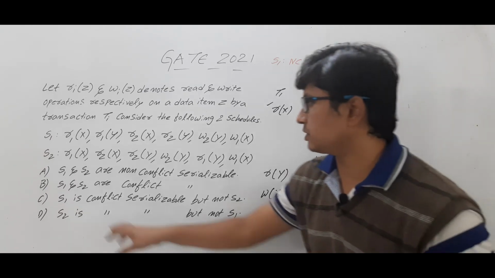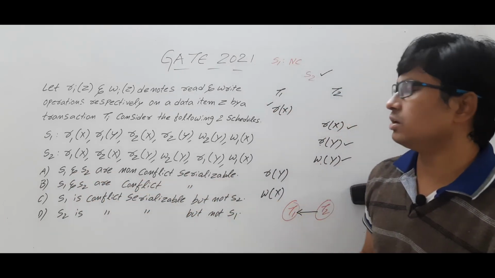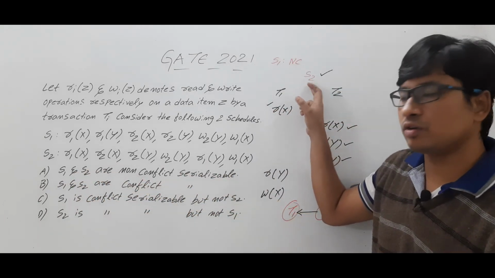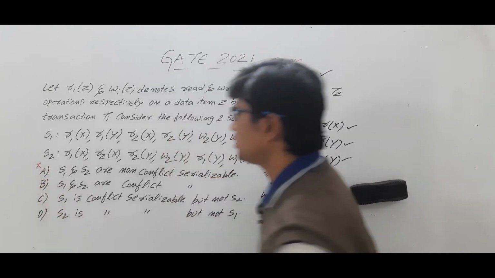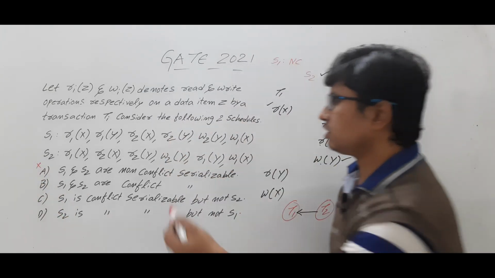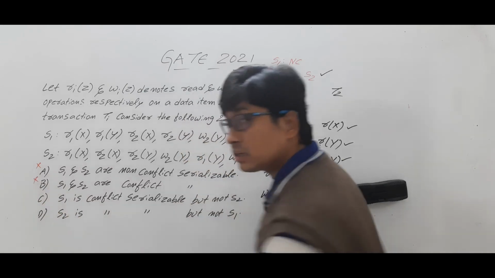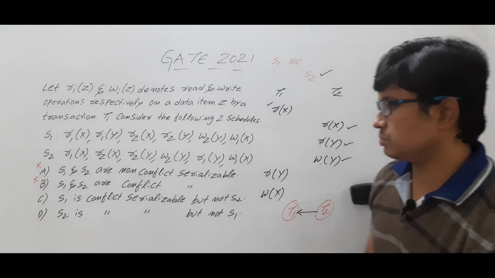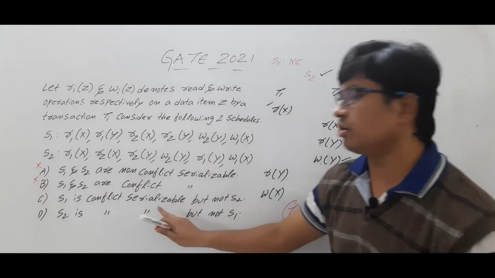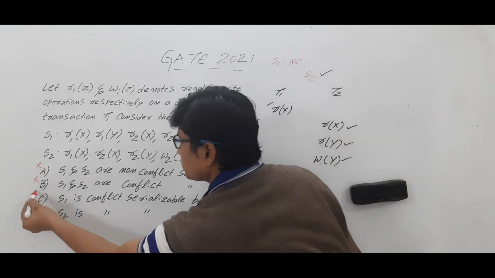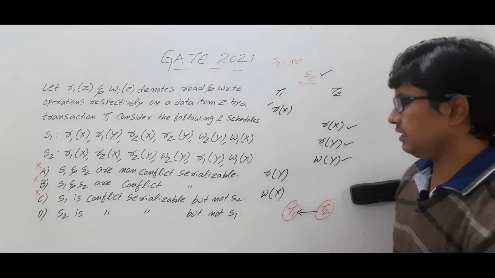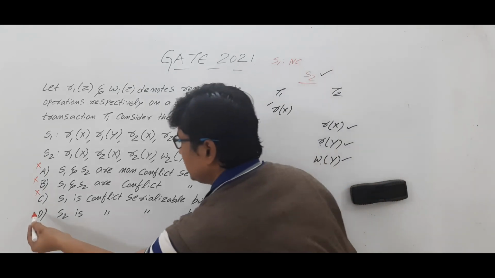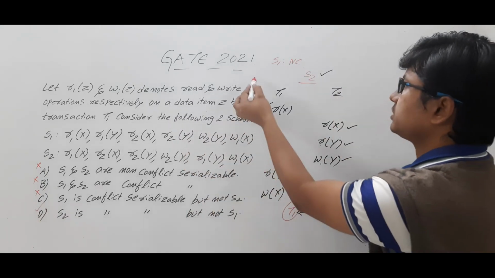So look at the options. Option A says S1 and S2 are not conflict serializable, but S2 is conflict serializable, so option A is not correct. Option B says both are conflict serializable. No, one is not. S1 is not conflict serializable, and they are saying S1 is conflict serializable, wrong. Option D, S2 is conflict serializable, I agree, but not S1. So the right answer for this question is option D.